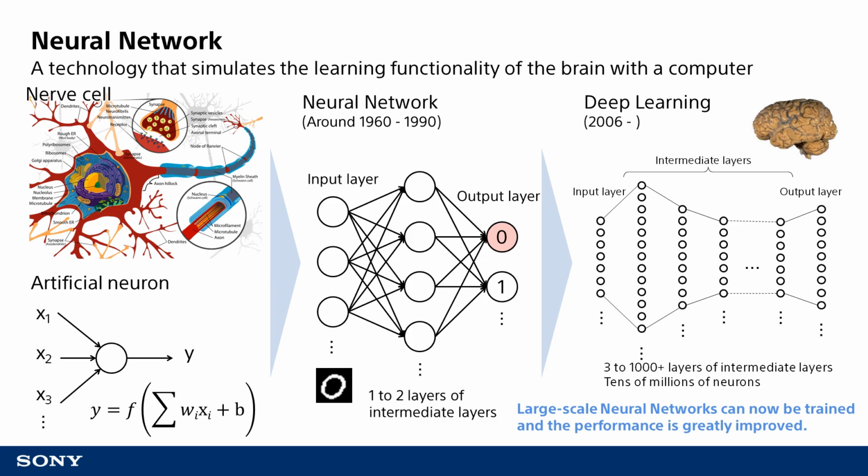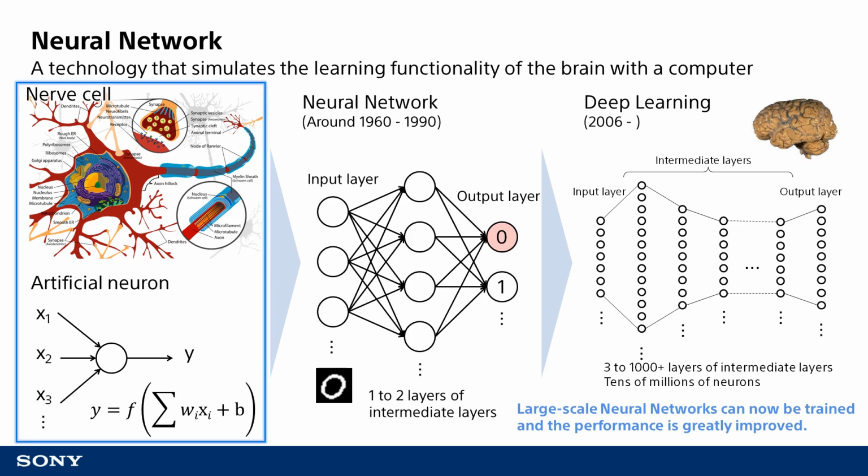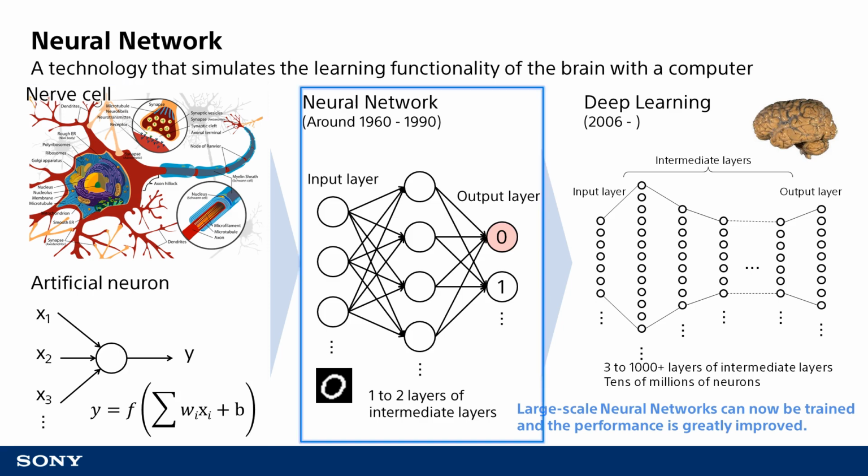The neural network has been a technology to simulate the learning functionalities of the brain with a computer. Artificial neurons are the computer simulations of the nerve cells in our brains. The neural network is the result of combining multiple artificial neurons.